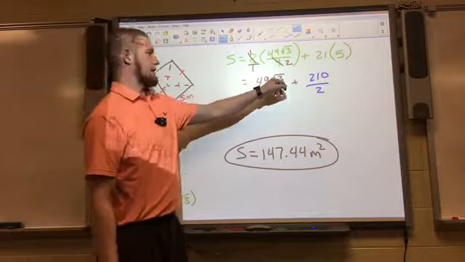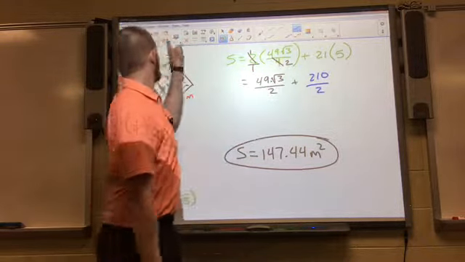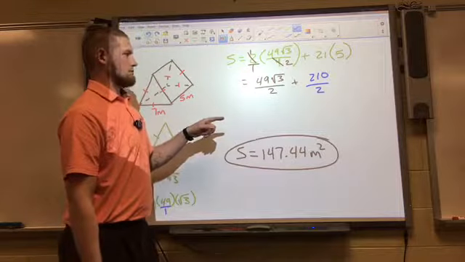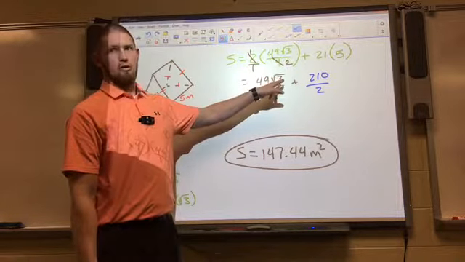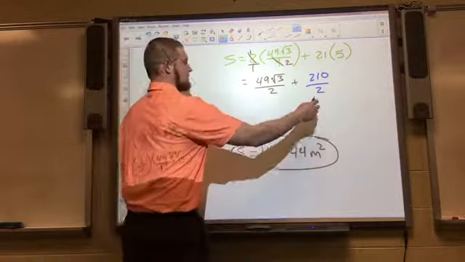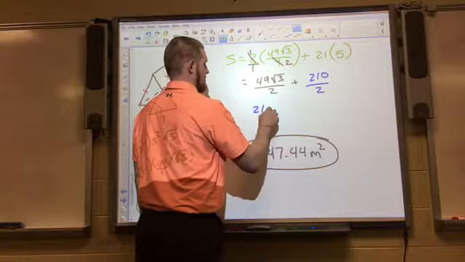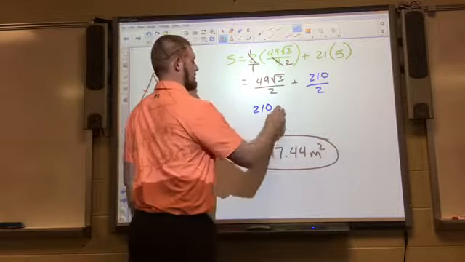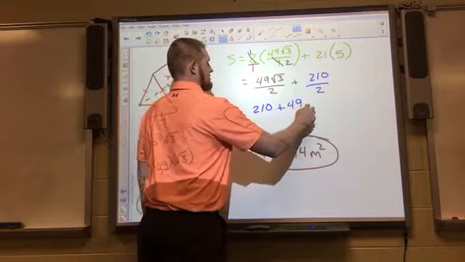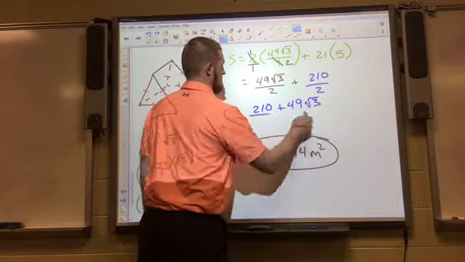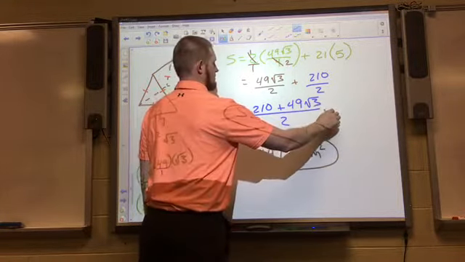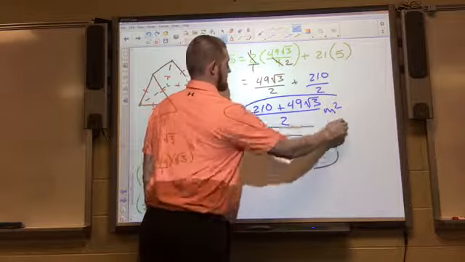Now, are these like terms? No, but 49 is connected to the square root of 3. So what we're going to do here, we're going to take the 210. I'm going to put it out in front because it doesn't have a radical. Plus 49 square roots of 3 over 2 meters squared.